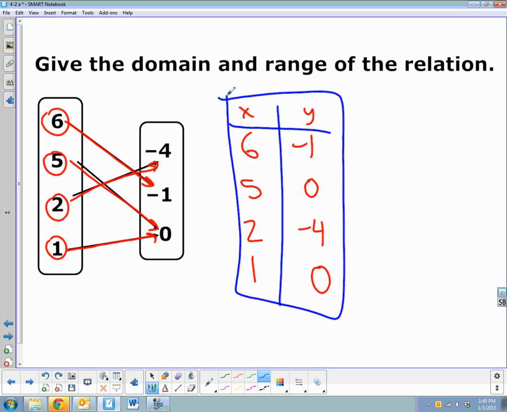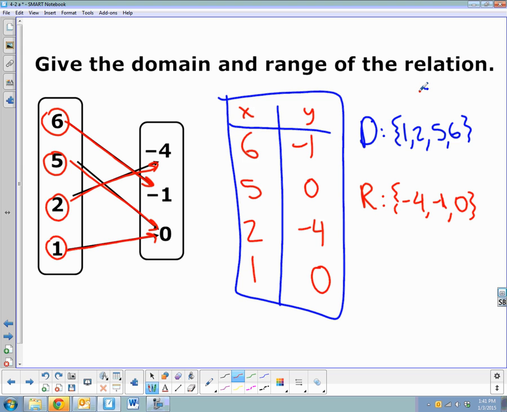Okay. The domain and range. Domain is all the x values. It's all the things that could go in. So we would have 1, 2, 5, and 6, going in order here. You'll notice that 3 and 4 are not part of that domain because they're not listed. The y values, again, in the table, you'll notice 0 comes up twice, but we only need to list it once. So the range values would be -4, -1, and 0. And that would be it.